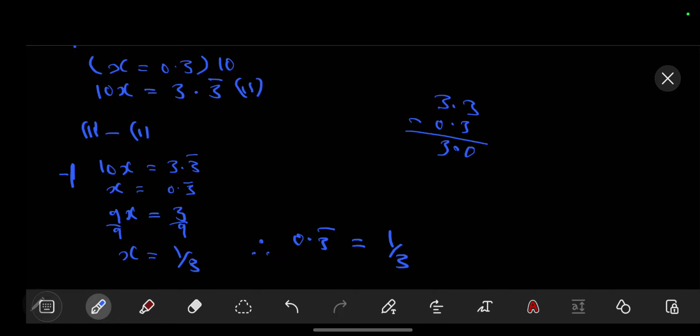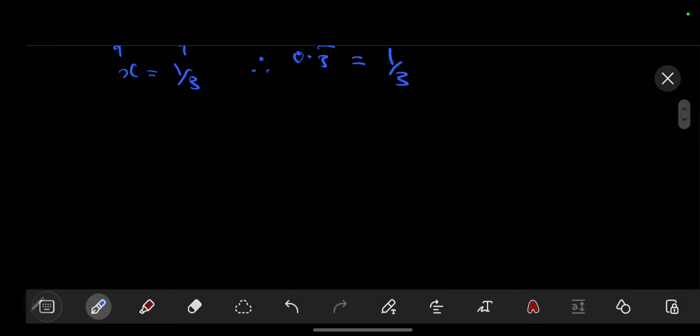That's our first example. Our second example is, let's say now we have a value of 0.16 bar, where both of these digits are repeating units. So how do we do it? We are going to use the same approach. So we let x be equal to 0.16 bar like this.